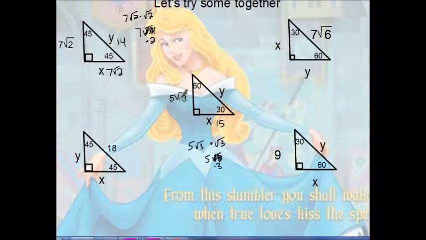To get from my 30 side over to my 90 side, I multiply it by 2. 5 root 3 times 2 is 10 root 3 for y.